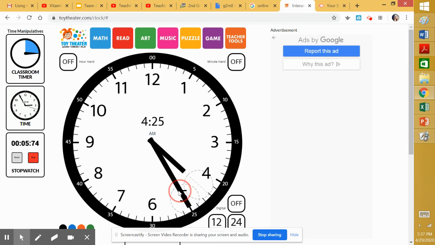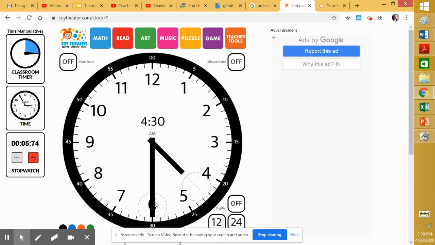What happens to that hour hand when the minute hand is on the 6, showing 4:30 or half past? Look where this dotted line is. It's about halfway between the 4 and the 5. Remember, that hour hand is going to be moving a little bit each minute to show the next hour.